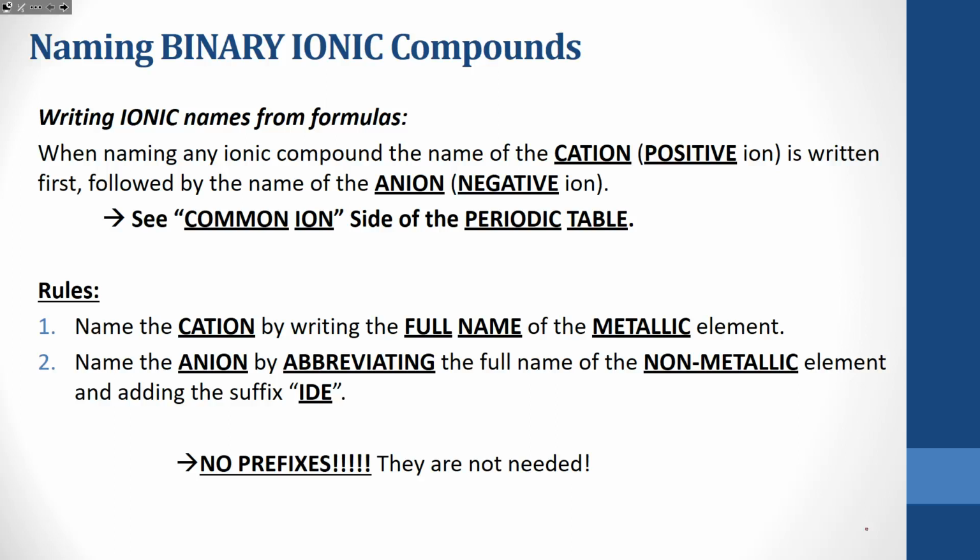Now, remember that an ionic compound has to be a metal and a non-metal. If you have two non-metals, that will be covalent, and you'll never have two metals bonding anyways, so it's always going to be metal and non-metal. Now, when we're naming these compounds, we always write the cation first. Now, if you forget what a cation is, it is on the backside of your periodic table. A cation is a positive ion.